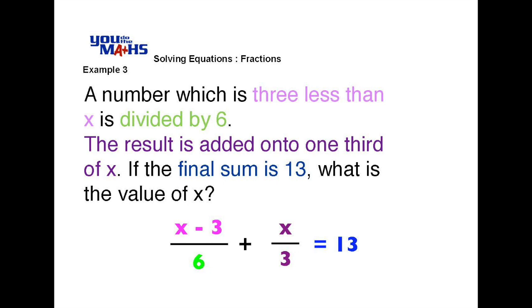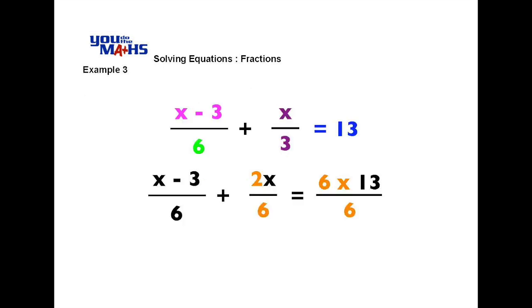Now what we need to do is go through and solve it. And when solving a problem, you're looking for common denominators. So in this case, we need to change the x over 3 to something over 6. And the 13, or any whole number, is something over 1. So we just multiply that by 6. So we have a fraction of 6 times 13 over 6.